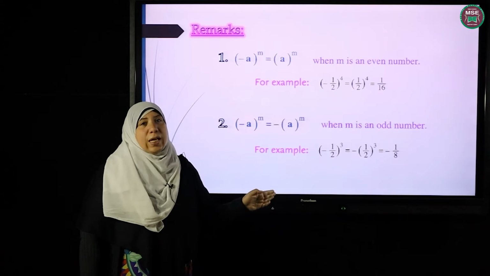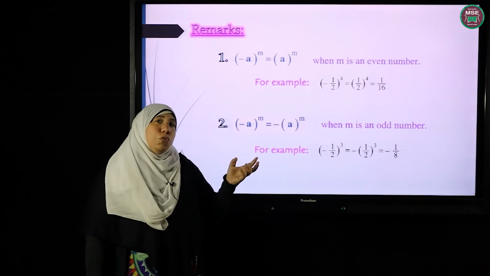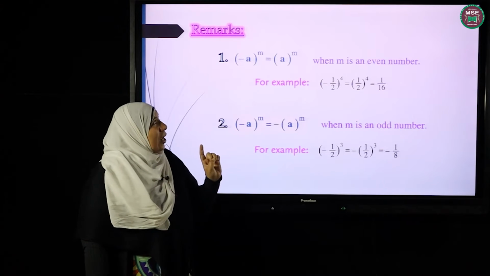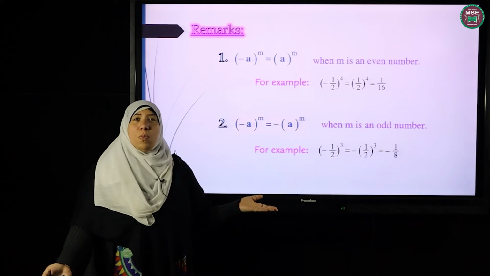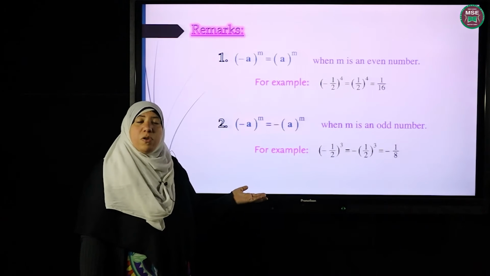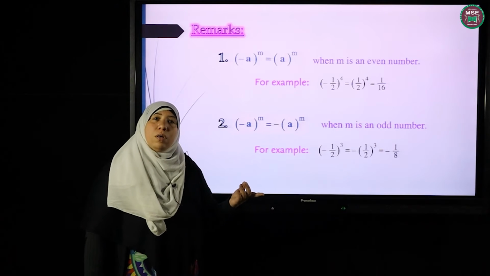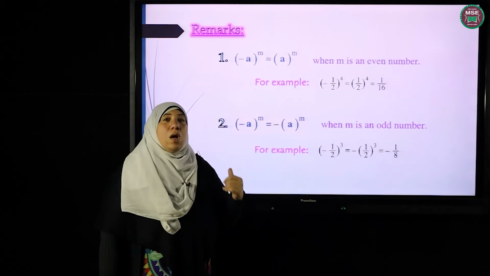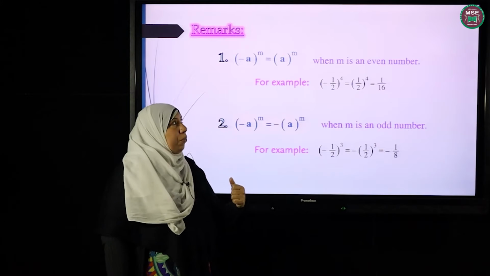If the number is positive, I will not think of even or odd, unless the number is already a negative number. So if I have an ordinary or positive number like 2 over 3, why should I think about the power being odd or even? So I will think about the power being odd or even when the number inside the bracket is already negative.